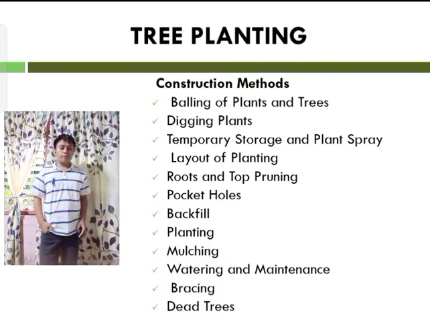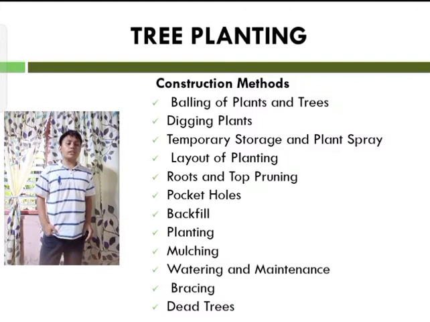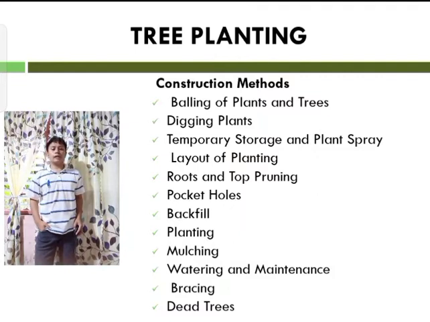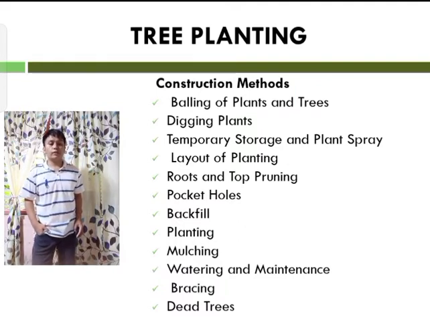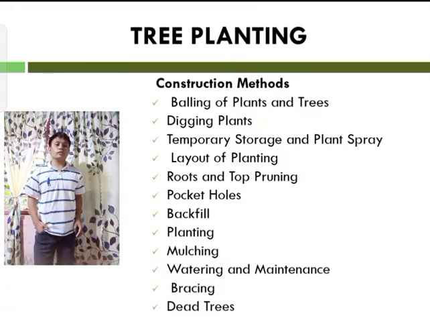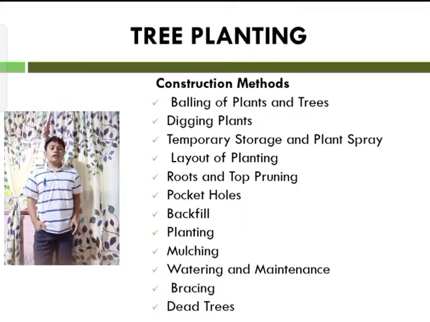Then we have mulching. Within 24 hours after planting, mulching materials shall be spread to cover the plant hole and the area 150 mm outside the periphery of the plant hole. The depth and application for wood chips shall be a minimum of 150 millimeters. For ground and crushed corn cobs, sawdust, or peat moss, the minimum depth shall be 100 millimeters.